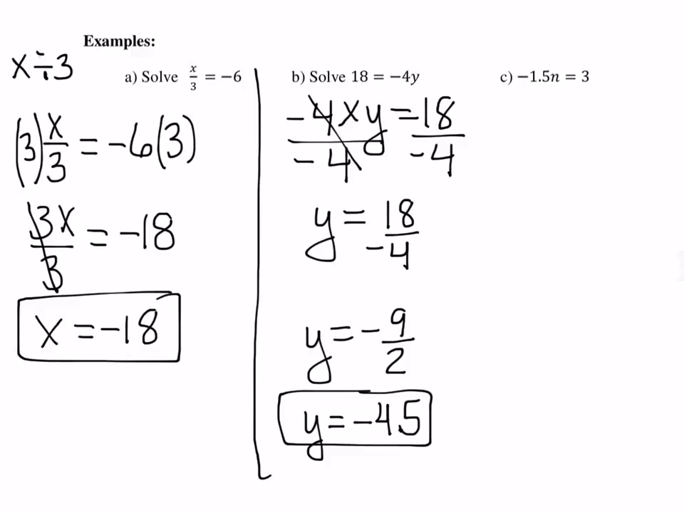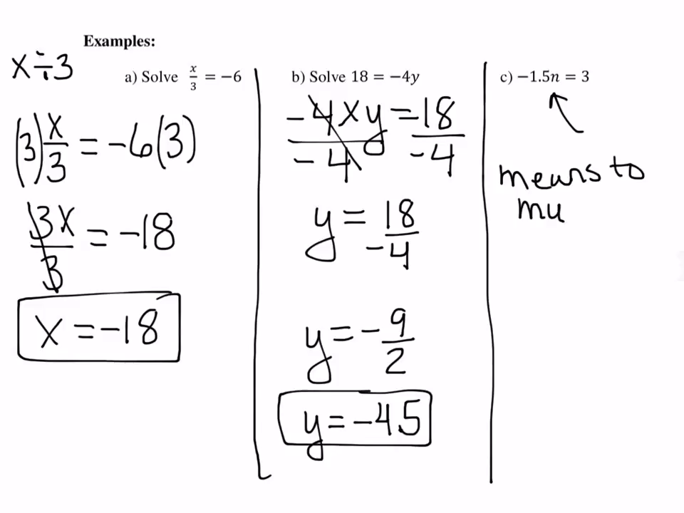Okay? Our last one for this little segment here is negative 1.5n equals 3. So again, a number next to a variable means to multiply. So make note of that there. Means to multiply. So the opposite of multiplication is division.